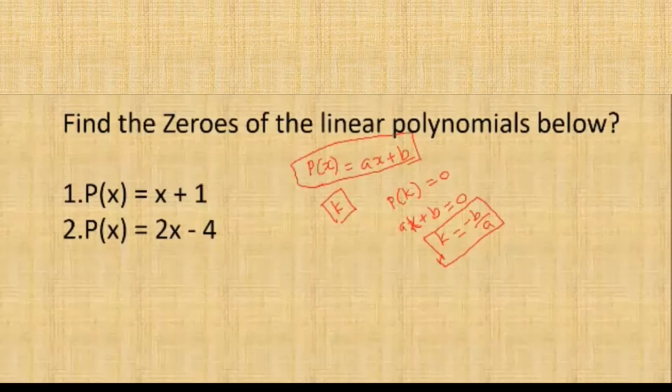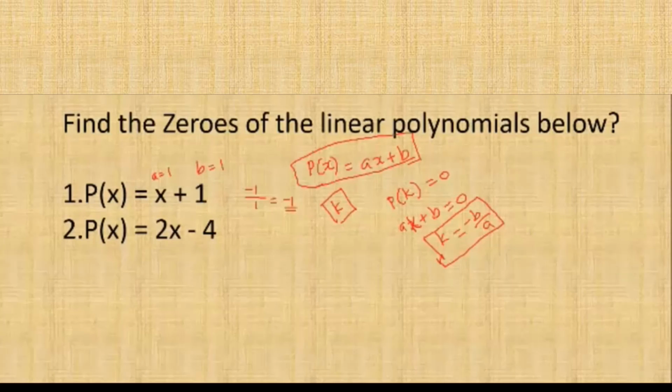So coming to this first example, this is of the form ax plus b. Here a is equal to 1 and b is equal to 1. This is 1 into x plus 1, right? So a is equal to 1, b is equal to 1. So minus b by a is the zero. So minus b means minus 1, by a which is again 1, so that will be minus 1. So the zero of this polynomial p of x is equal to x plus 1 is minus 1.